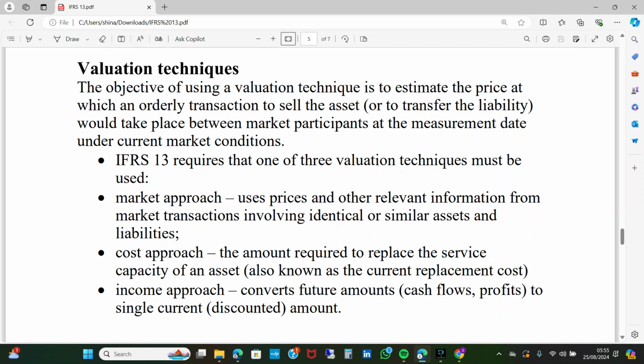All right, great. Now let's finish up IFRS 13 on fair value measurement. So next thing we're going to look at is valuation techniques. What are the valuation techniques under IFRS 13?